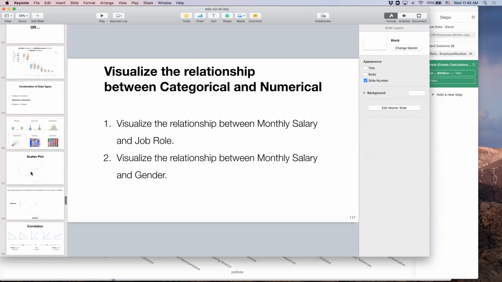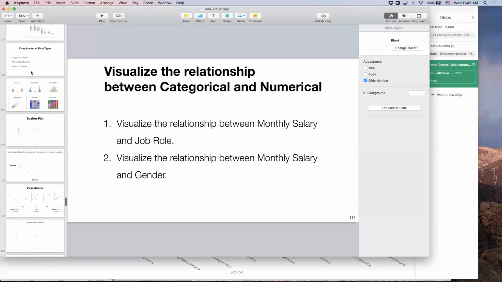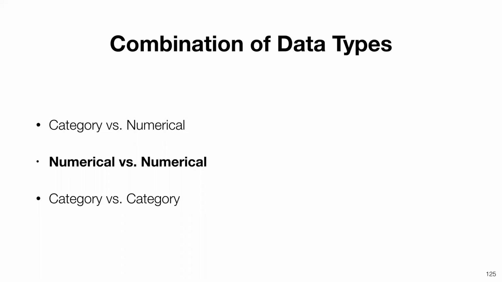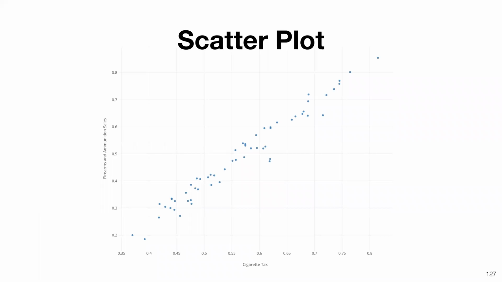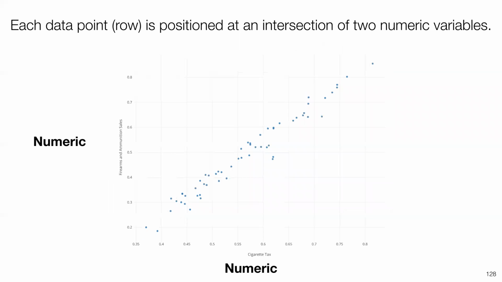Okay, and then the next one is the combination of numerical and numerical, right? So this one is where we are getting into more formal correlation. By using a scatter plot, usually you have a numerical variable and another numerical variable. You put those two on the x and y axis, and then each dot usually represents each line, in this case, the employee at the intersection of x and y.